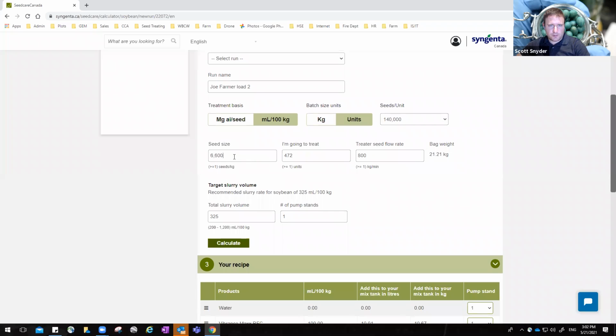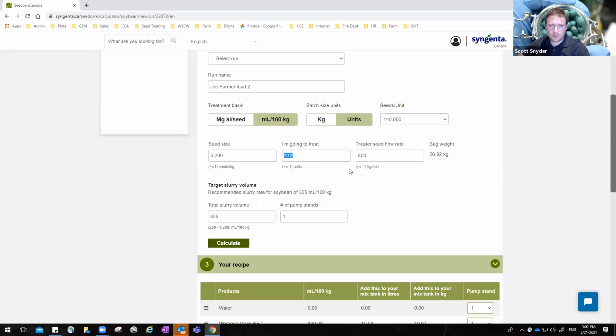So we scroll down here, there are different seed sizes you can put in. It automatically populates 6,600, but you can go pretty high or pretty low. There are ranges on it, but we'll just say for this one, let's go 5,200. This is in seeds per kg, so depending on where you're at, some people talk seeds per kg, some people talk seeds per pound. It's like Celsius and Fahrenheit, right? So you'll just have to do the conversion to get it into seeds per kg here.